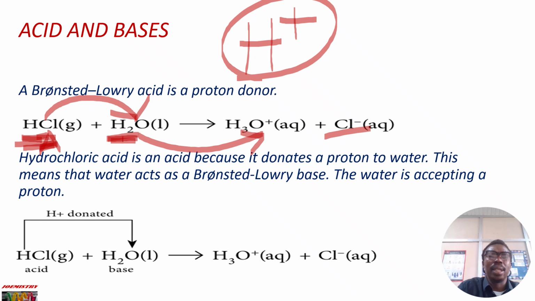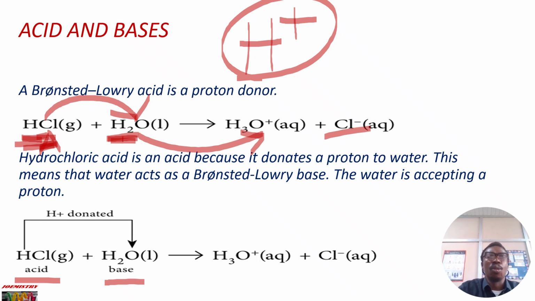So an acid is what? A proton donor. So hydrochloric acid is an acid because it donates a proton to water. This means that water acts as a Bronsted-Lowry base. So the water is accepting what? A proton. So this is the base and this is the acid. So based on Bronsted-Lowry, an acid is a proton donor, while a base is a proton what? Acceptor.